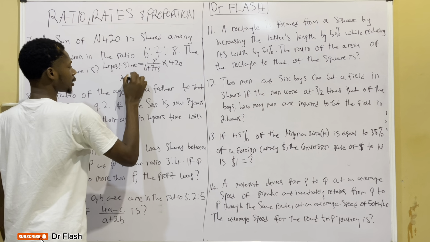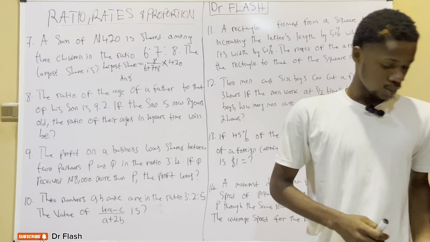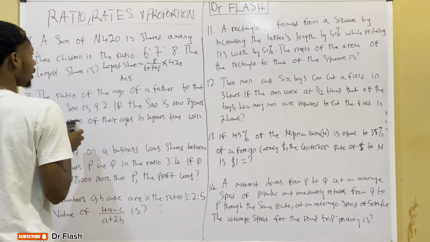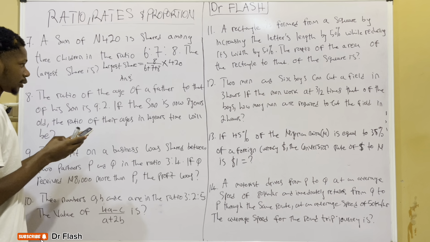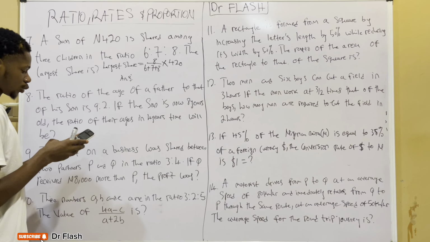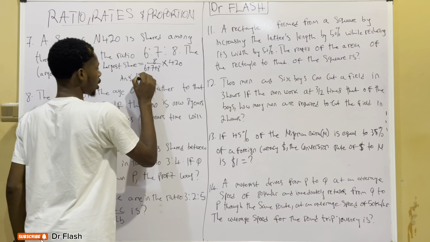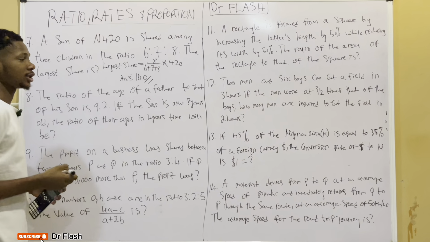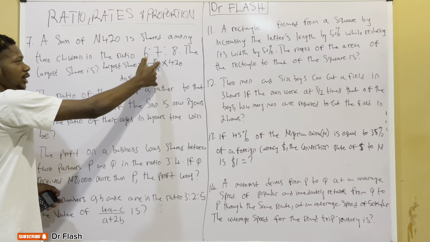So your answer then becomes, we'll do that on our calculator directly. We are going to get 8 divided by 6 plus 7 plus 8 times 420. That's 160. So the largest share is 160. Okay, that was quite easy. The largest share is 160. If you have to find the least share or the smallest share, that's what now, when 8 is replaced with 6.